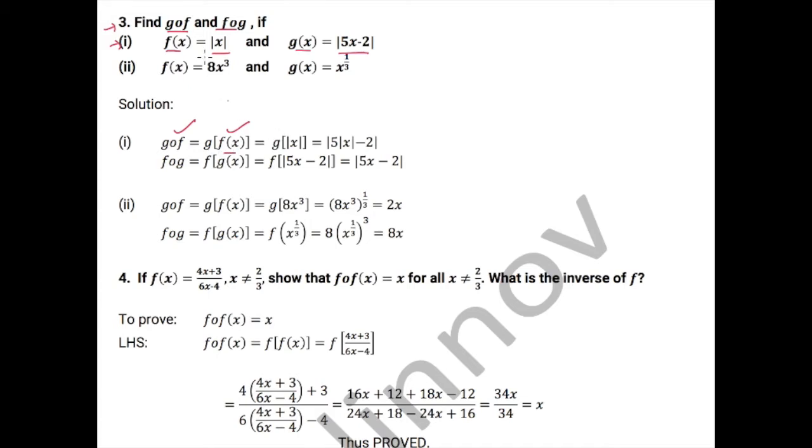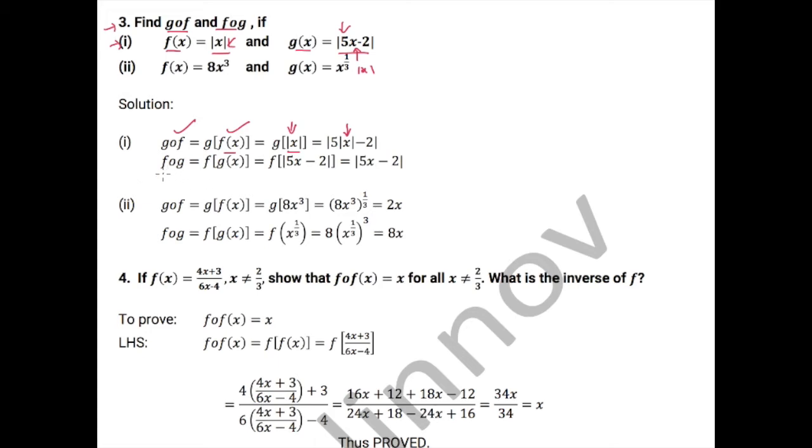So f of x is mod x, and hence we can write g of mod x. So in place of x in g of x, we need to replace it with mod x. So we get mod of phi, because phi is here, and in place of x we need to have mod x. So we have mod x here. So phi mod x minus 2, the mod.